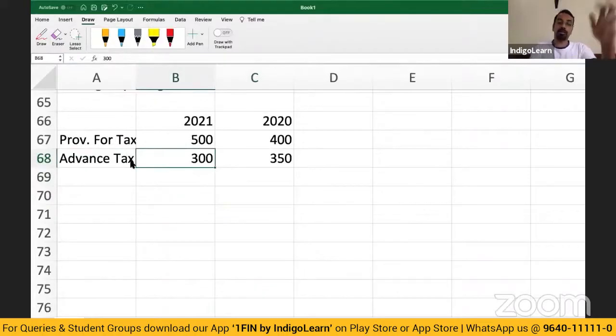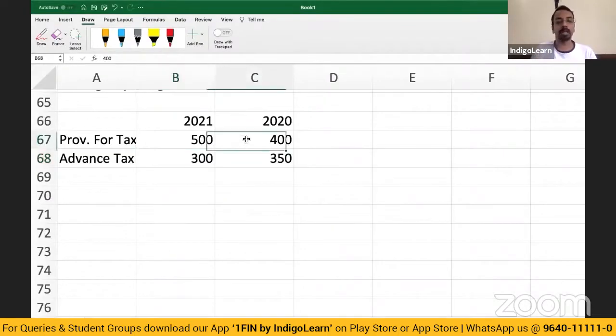Possible, you may say, sir, how can we pay less advance tax as compared to provision for tax? Maybe they determine the tax later, the tax got increased later, the estimation of tax got increased, when the audit was finalized and then they made a provision, but advance tax was not made possible. All these scenarios are possible. Don't break your head on why advance tax is less than the provision for tax.